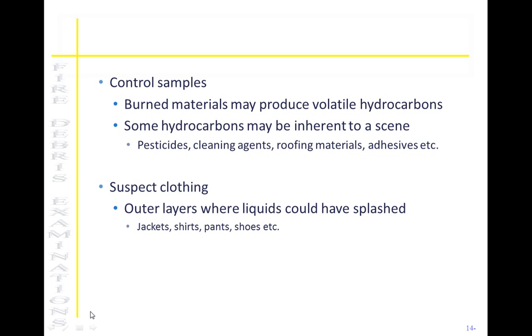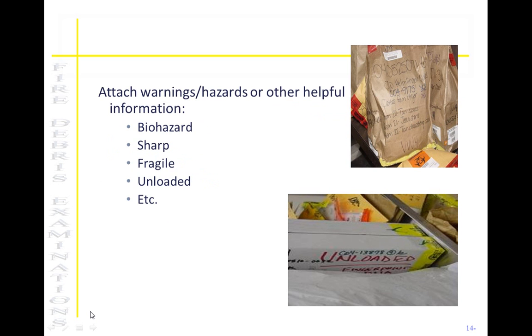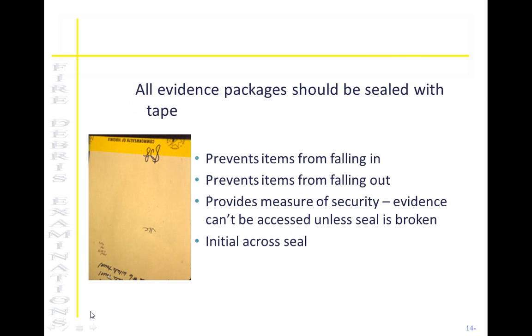Another thing to consider is if there are individuals at the scene that you think could potentially be your suspect, you might want to go ahead and collect their clothing, because a lot of times in the commission of the crime, if they are pouring ignitable liquids, some of those may have splashed on their shirts, jackets, pants, or shoes. Always remember to label your containers prior to packaging, and when necessary, remember to attach the appropriate labels for that sample. Once again, always make sure that your packages are sealed with tape. This provides a security measure.